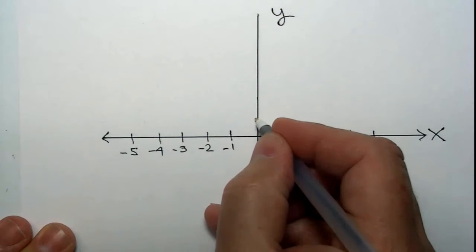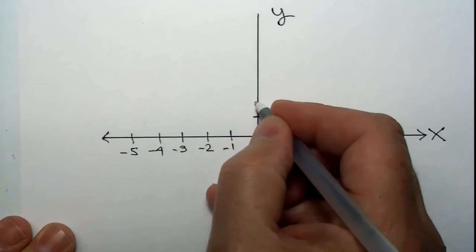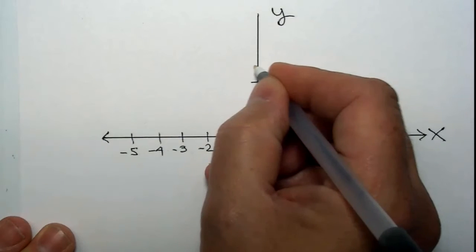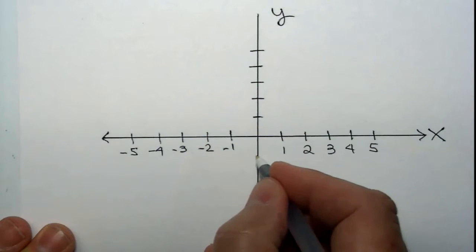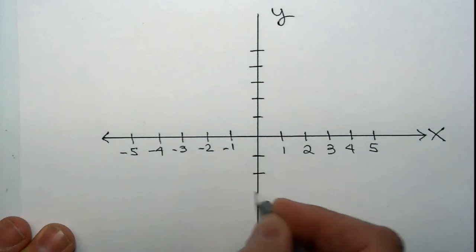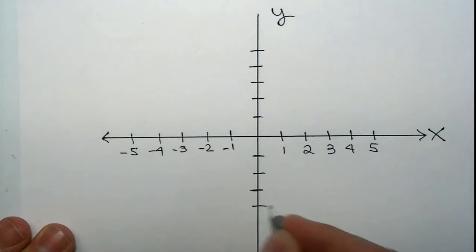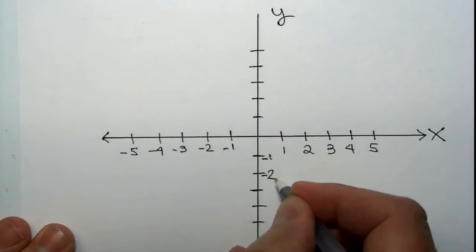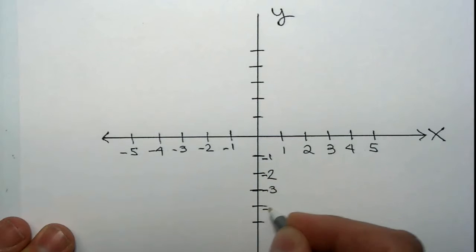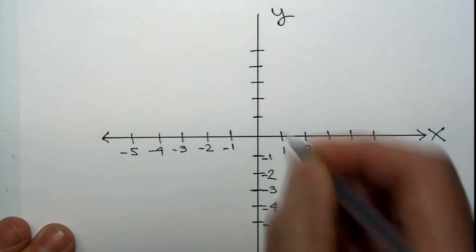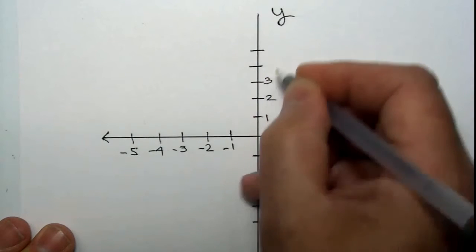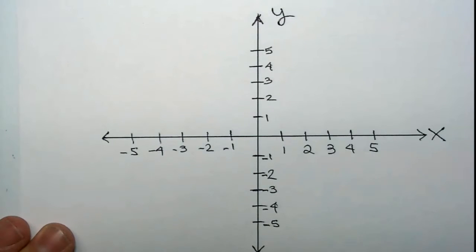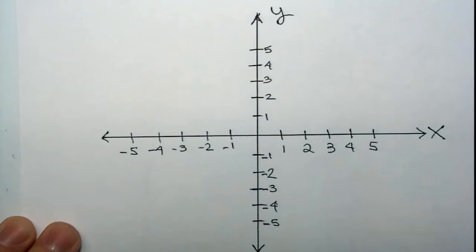And now let's mark off the y values. Positive y values are up above. Negative y values are down below. So -1, -2, -3, -4, and -5. So we can certainly mark these off as well: 1, 2, 3, 4, 5 going up. It continues on in both directions, top and bottom. So you see very clearly the four quadrants.